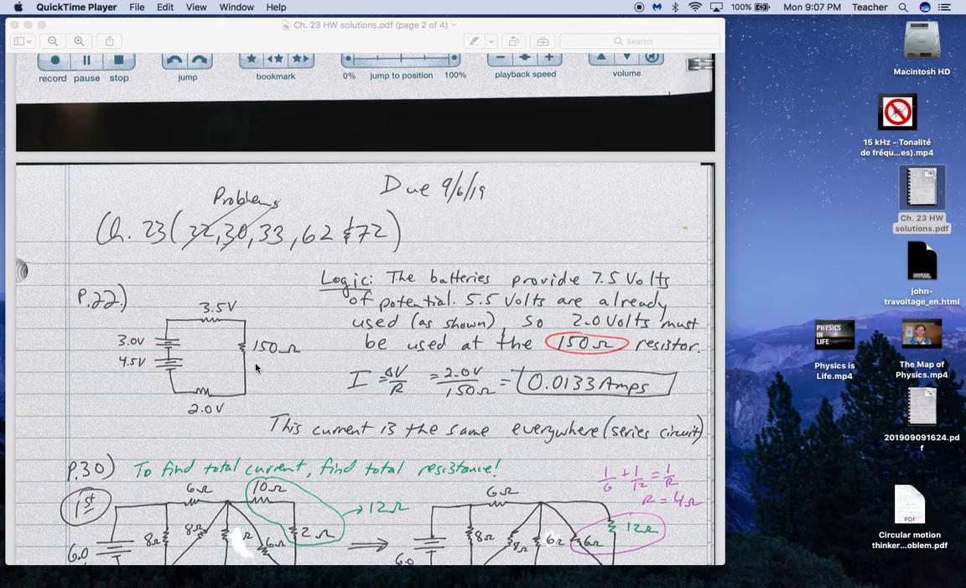So 2 volts equals I, the current, times R, which is 150 ohms. So I rearrange that and get a current of 0.0133 amps. And the current's the same everywhere in a series circuit.